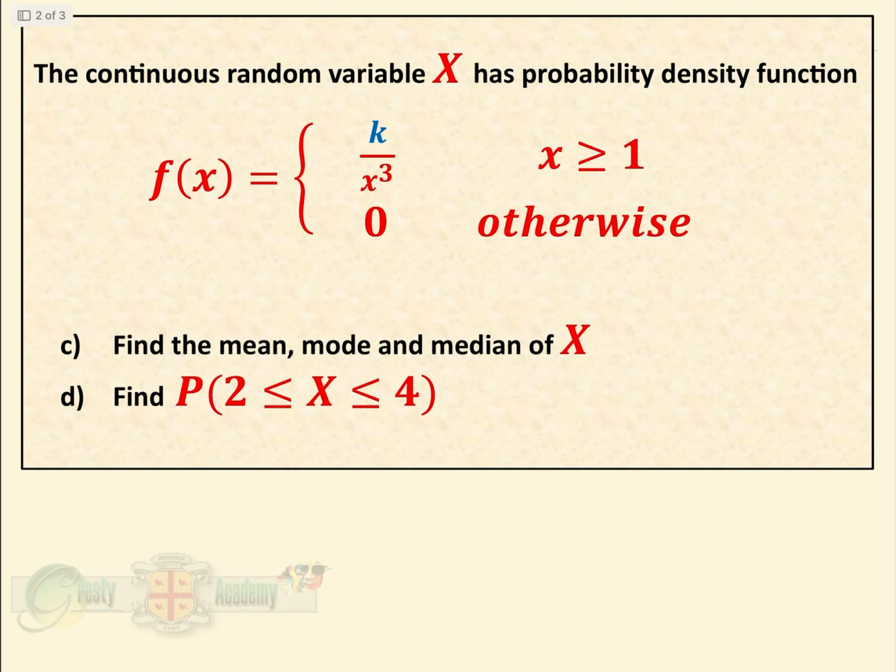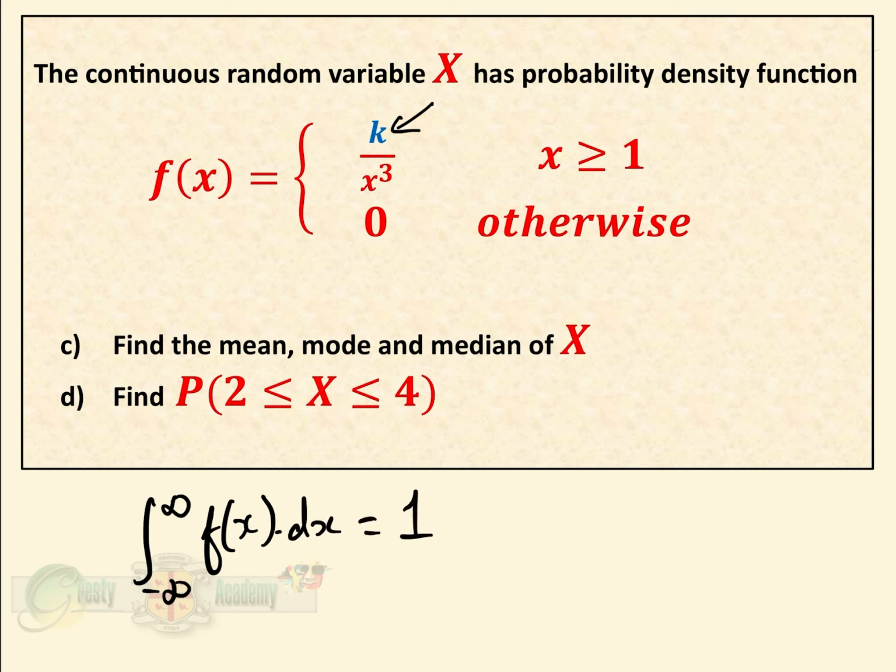Let's get a little bit more space and actually do the question. The first thing we have to do is find what k is. The way we do that is to say that the integral between minus infinity and infinity of f of x dx, the probability density function, must equal 1. They ask this so many times. It has to equal 1.